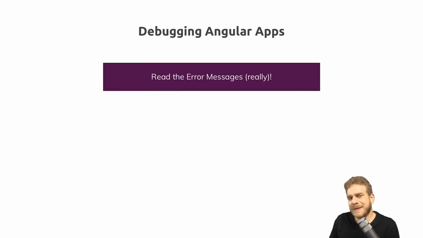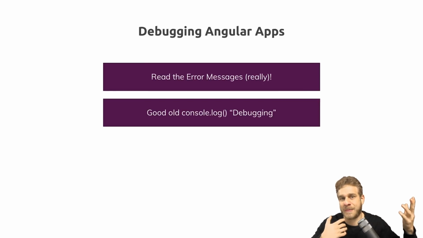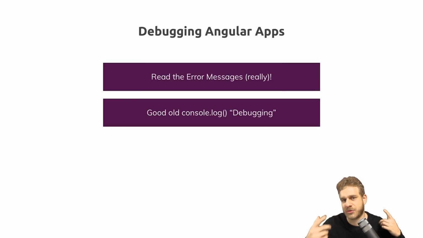Besides reading error messages correctly, also use good old console log debugging. It's not the best debugging approach in the world, and it simply means that you put a bunch of console logs into your code and you log different objects, properties, things you want to have a look at to see them in the JavaScript console in the browser and see the values these properties hold at certain points in your app. This is not the best way to thoroughly debug an app, but to get a quick insight into the state of your app at a given point, this is a good solution.